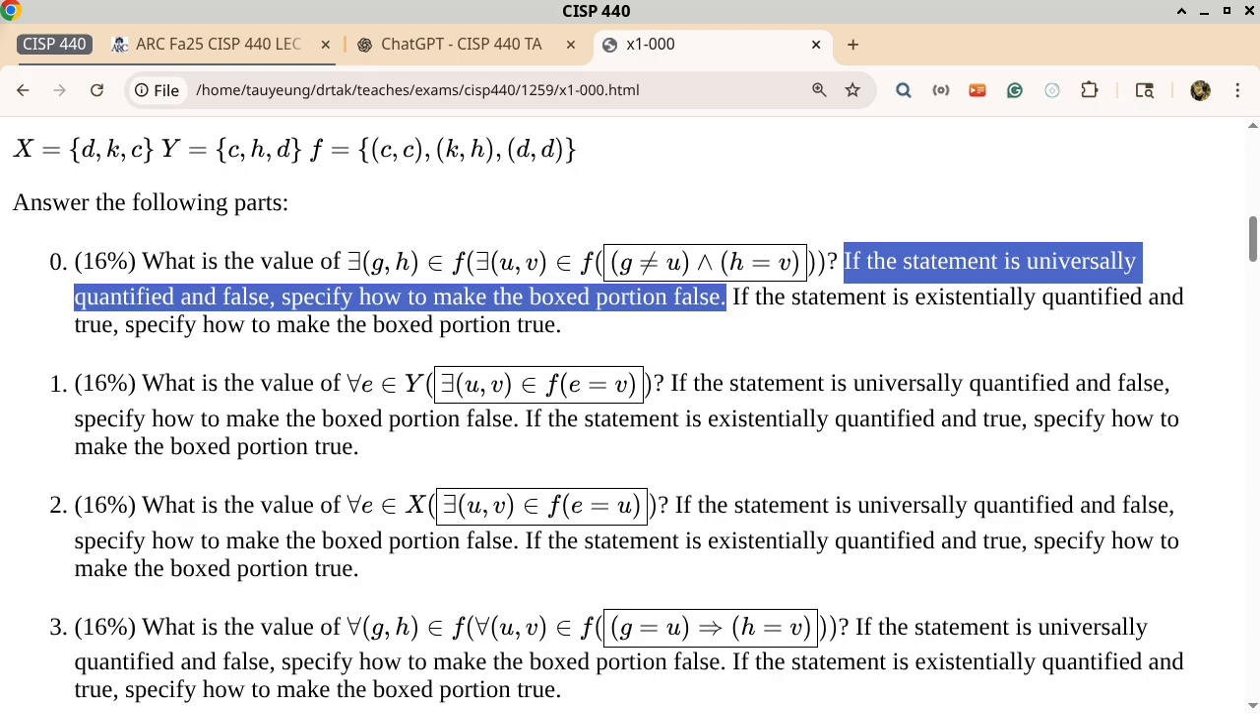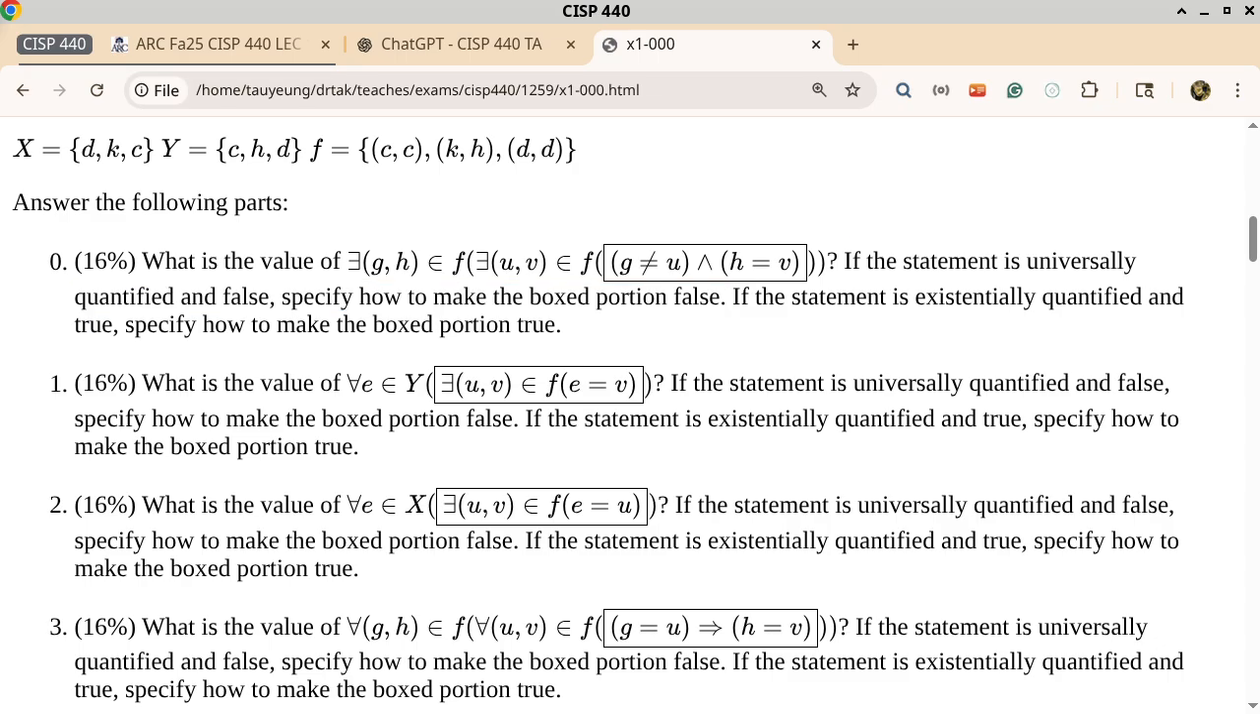Yeah, basically it's saying, if the statement is universally quantified, that implies you have to specify how to make the boxed portion false. And if the statement is existentially quantified and true, then you also have to specify that. Oh, okay, I see what you mean. Okay, go ahead.